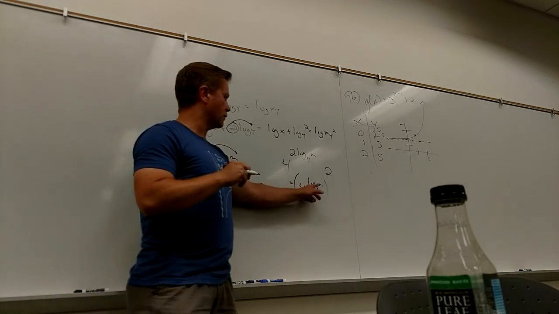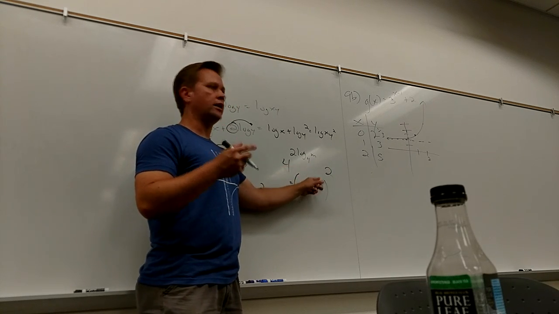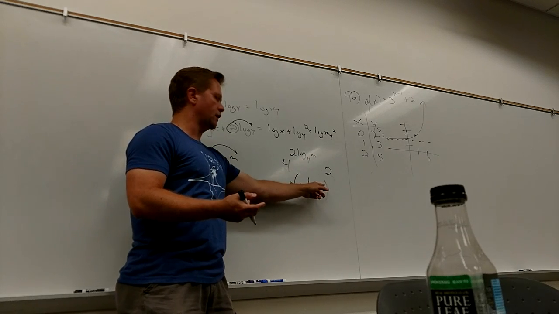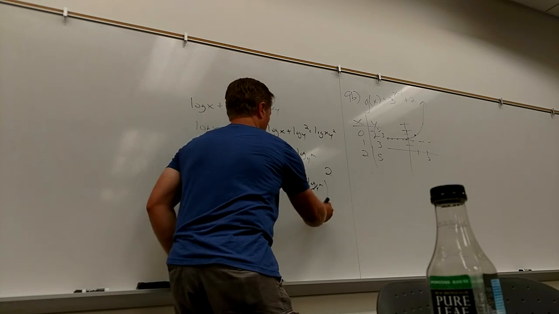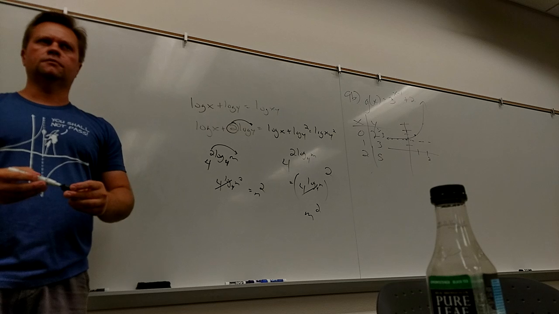Because what would you do with these powers? Multiply them, and you would be here again, right? So this is the same as this. What's 4 to the log base 4 of m? M squared. Same answer, of course, right? I mean, there's multiple ways to get to the same answer.